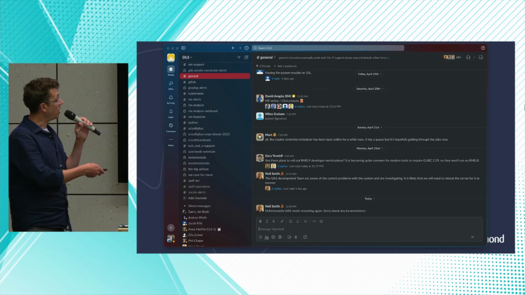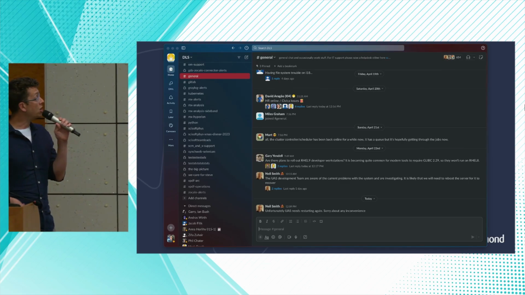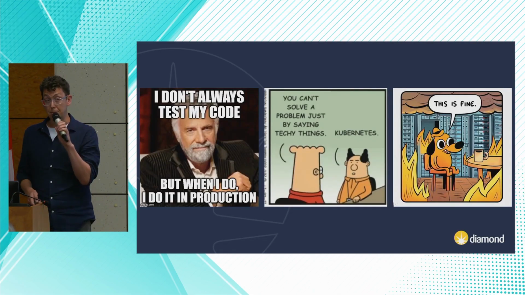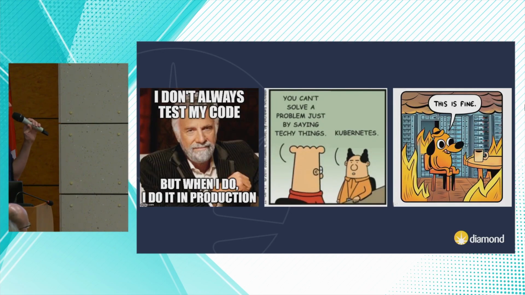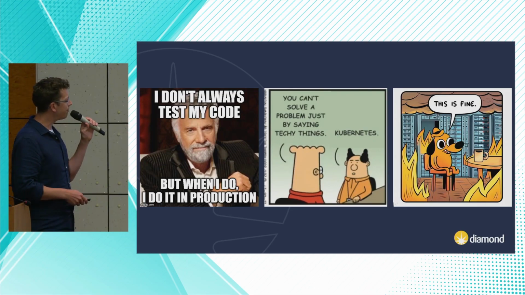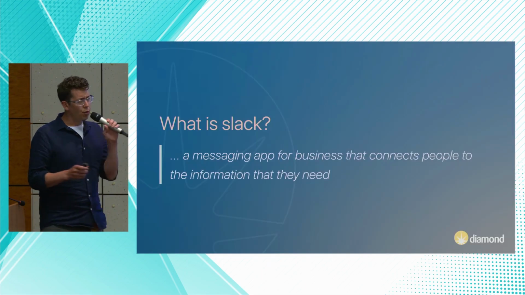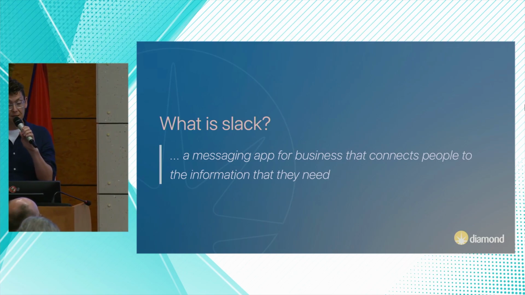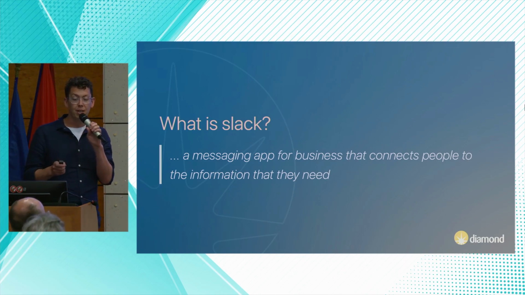It's mostly a messaging app. You can see here lots of text, people chatting to each other in lots of channels on the side. It's also used predominantly at Diamond for sharing memes. All of these come from the last couple of weeks, actually, in various Slack channels that I'm in. But according to Slack's own description of their application, it's a messaging app for business that connects people to the information that they need.